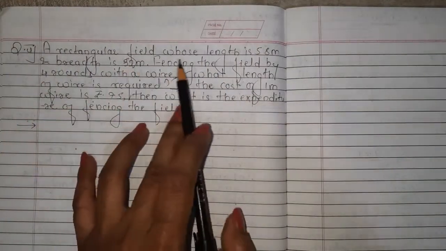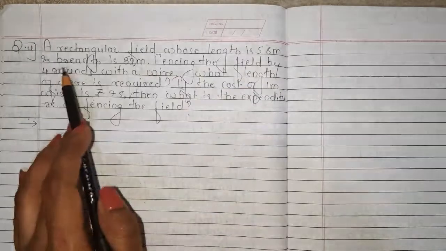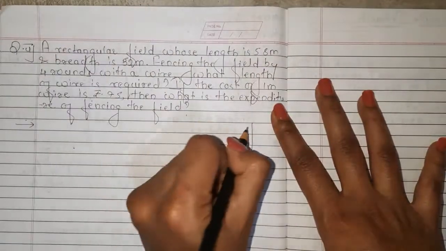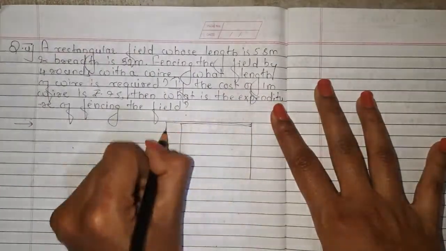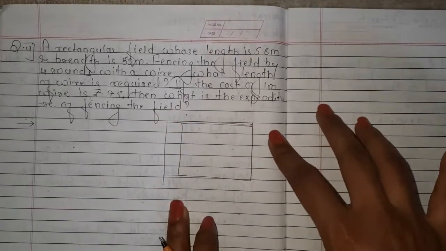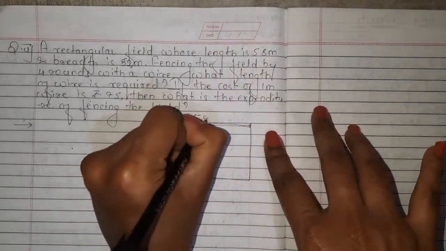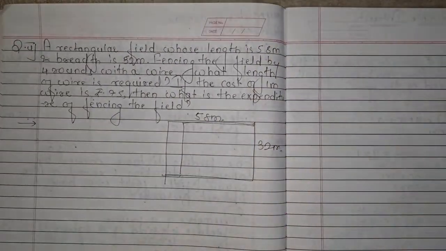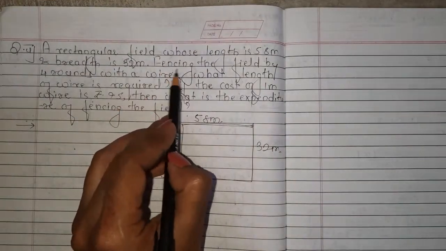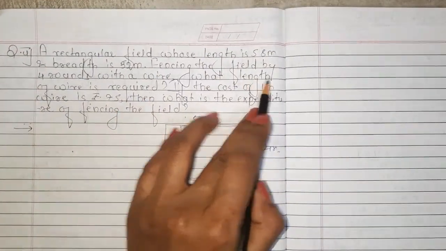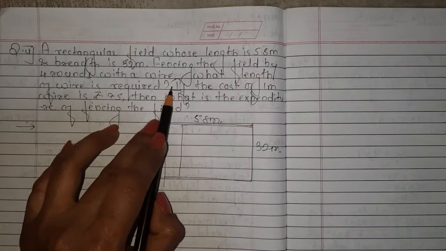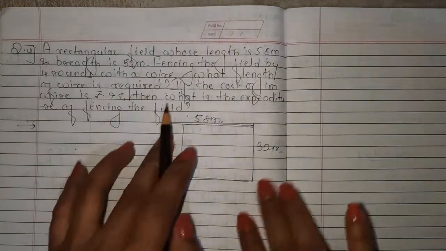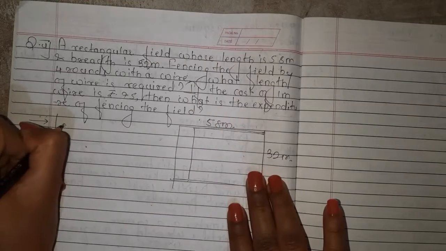A rectangular field whose length is 58 meters and breadth is 32 meters. So they have given you a rectangular field whose length is 58 meters and breadth is 32 meters. Okay, what they have given you? The fencing of the field by 4 rounds with a wire. What length of wire is required? First, we will just write down the given information.